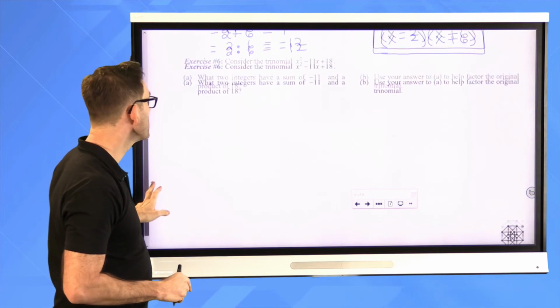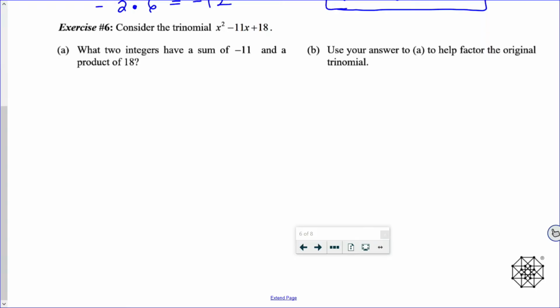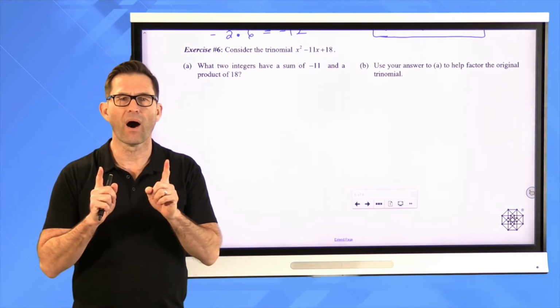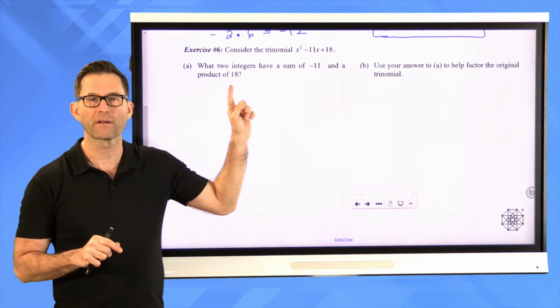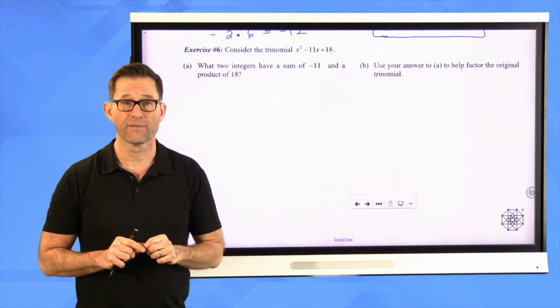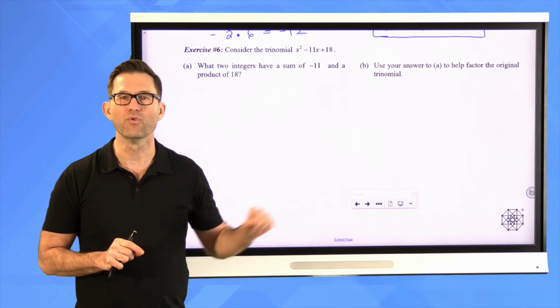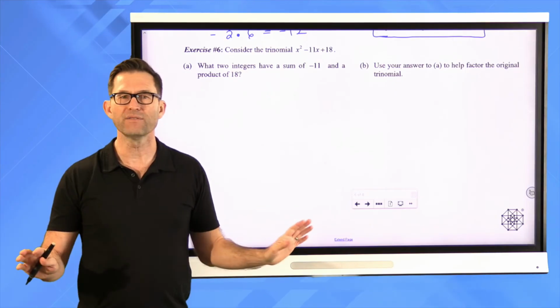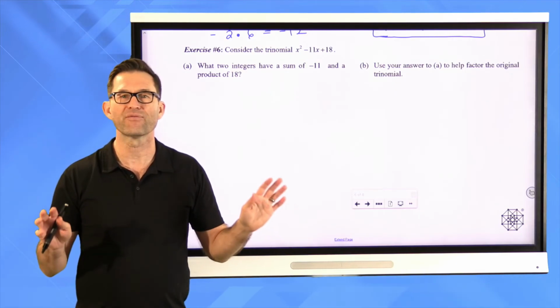All right, let's take a look at exercise number 6. Consider the trinomial x squared minus 11x plus 18. What two integers have a sum of negative 11 and a product of positive 18? Now again, I want you to think about this for a second. Two numbers can have a positive product of 18 if both numbers are positive or both numbers are negative. Now, the only way we can sum the two numbers and have a negative sum is if they're both negative. So whatever my two numbers here are, they both have to be negative.